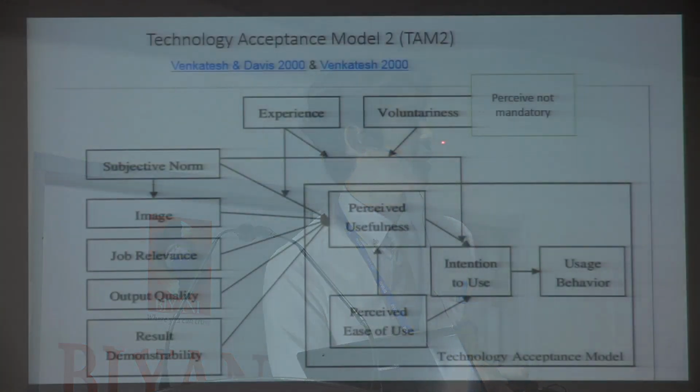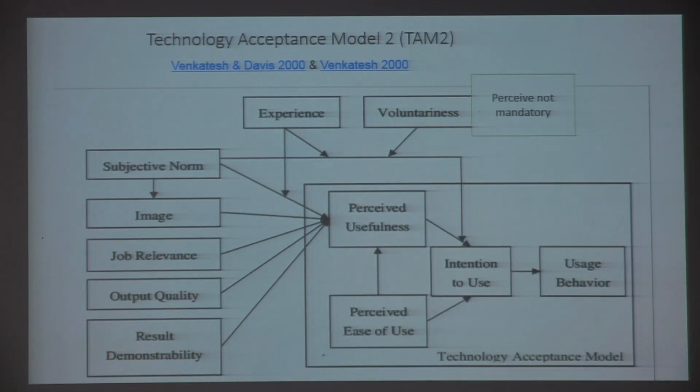These are more social and cultural factors influencing the experience they want to have, and this is not mandatory to use. These factors will influence human psychology, whether the technology is useful or easy to use, and it influences the intention, and then finally they will use the technology. We need to understand these human psychological, social, cultural, and behavioral factors.